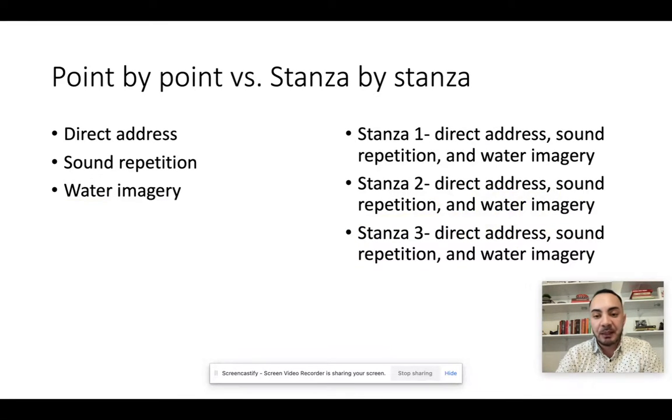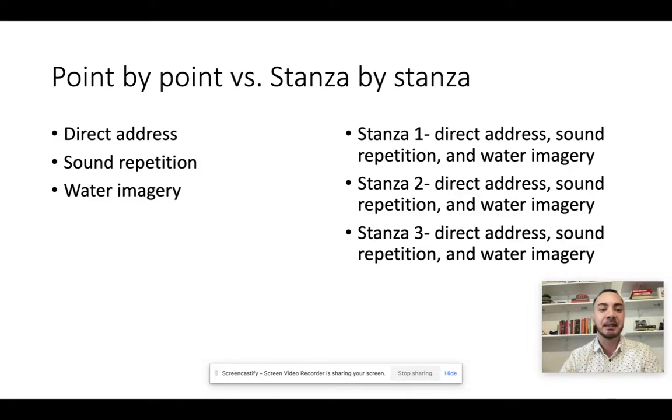And there's a couple of different ways that we can do this. We can organize our essay in what might be considered a point-by-point organizational method. In that case, we would discuss all of the examples of literary device number one, all of the examples of literary device number two, and all of the examples of literary device number three. So, how does direct address show up in the poem, and how is that technique contributing to the meaning of the poem as a whole? How does sound repetition show up in the poem, and how is sound repetition contributing to the meaning of the poem as a whole? Finally, how is water imagery showing up in the poem, and how is that contributing to the meaning of the poem as a whole?